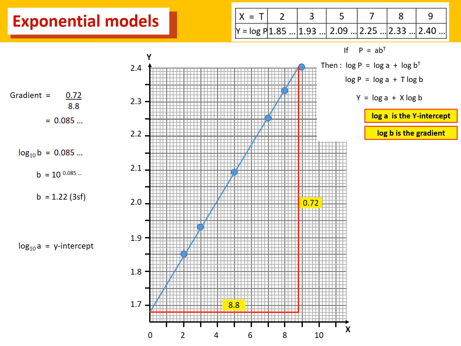Log A is the y-intercept, and as you can see from the graph, the y-intercept there is about 1.68. So log to base 10 of A is 1.68, which means that A is 10 to the power of 1.68, and that's 47.9. Okay, so now we have found our values B and A, or best estimates for those values. And that gives us specifically now the relationship between the population and the number of months.